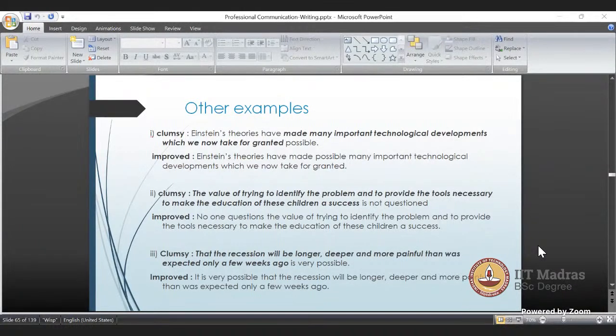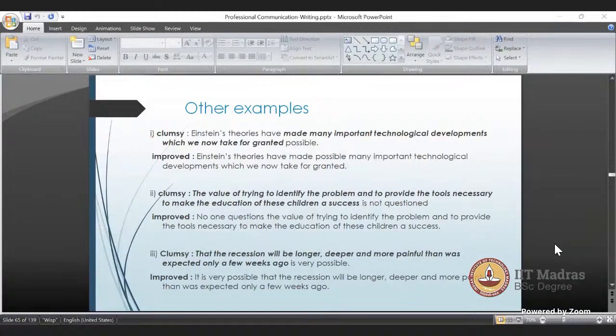Second one, the value of trying to identify the problem and to provide the tools necessary to make education of these children a success is not questioned. The whole phrase, the large, long phrase, comes towards the end. So no one questions the value, and so on and so forth. So see, this particular style is specifically reserved for sentences which have long structures. Okay, very long phraseology.